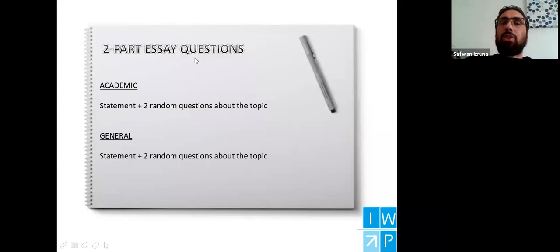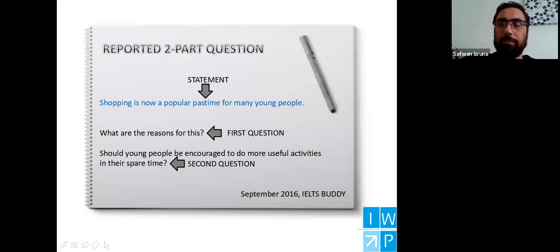And then we have a 2-part essay question. So 2-part essay questions will just give you a statement, and then they will ask you 2 random questions about it. It is the same for both types. So the style of the question is exactly the same. 2-part question. Shopping is now a popular pastime for many young people. What are the reasons for this? So why is shopping popular?